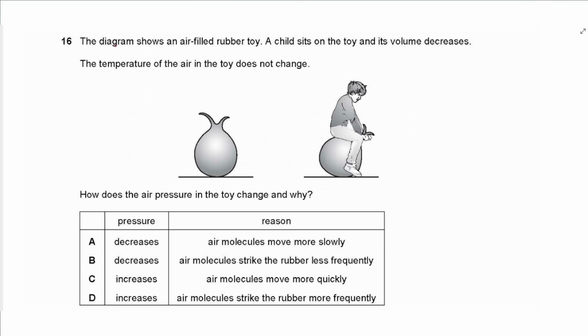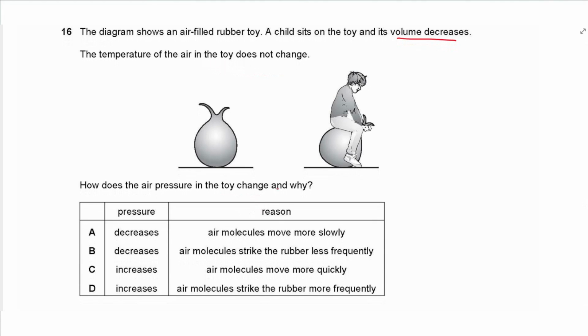Question 16 says the diagram shows an air-filled rubber toy. A child sits on the toy and its volume decreases. The temperature of the air in the toy does not change. How does the air pressure in the toy change? So when volume decreases, the pressure increases. That is because the molecules do not move more slowly or more quickly. It is because the air molecules strike the rubber more frequently, not less frequently. So the choice here is D.